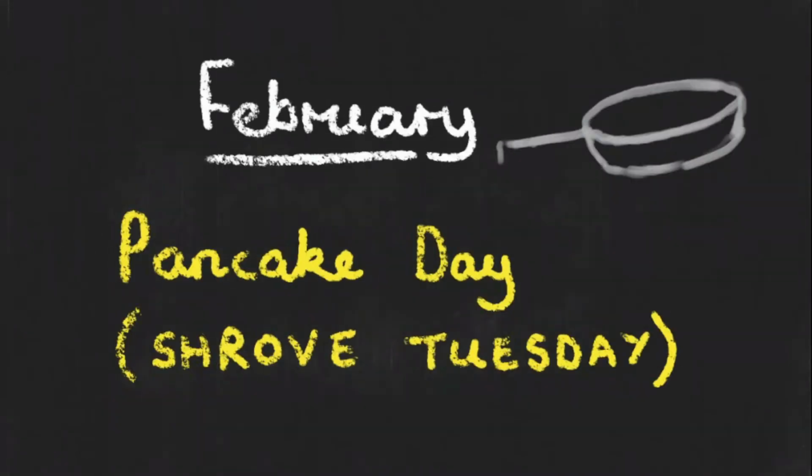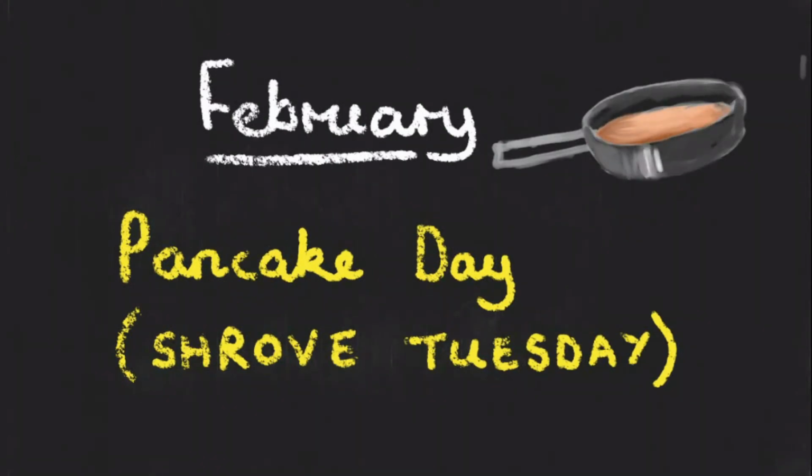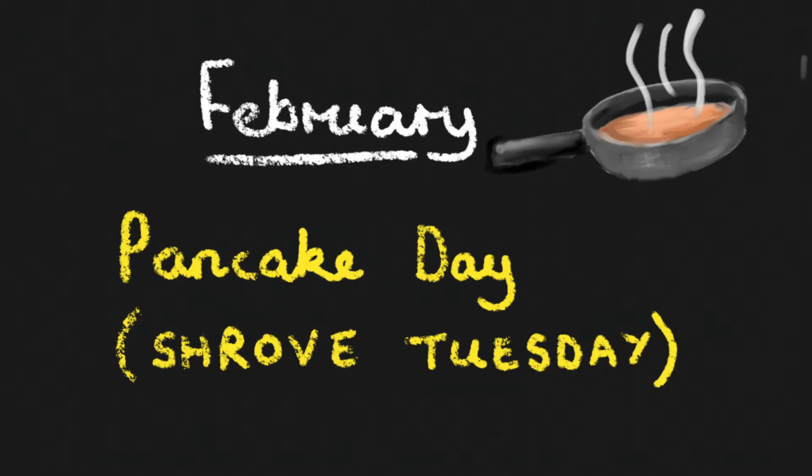And Shrove Tuesday is the day before Ash Wednesday, which marks the start of Lent, which for many Christians, traditionally, is a fasting period before Easter. And there's this tradition, at least in the UK, of making pancakes on Pancake Day.